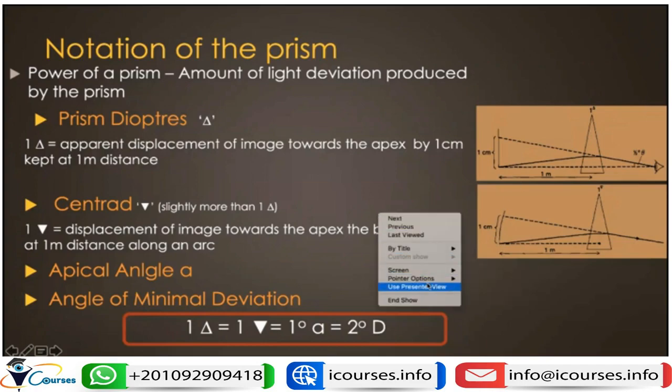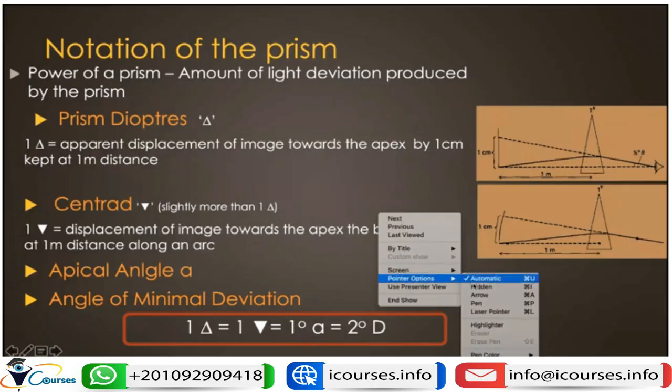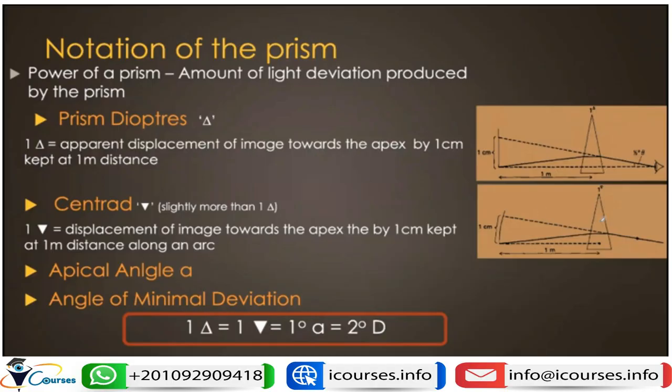So let's take the pen. Here we are. So what happens if we have a prism of 2 prism diopters? The image will be like here. And if it's 3 prism diopters, it will be like here. 4 prism diopters, the image will be like here. So this is called the prism diopter.